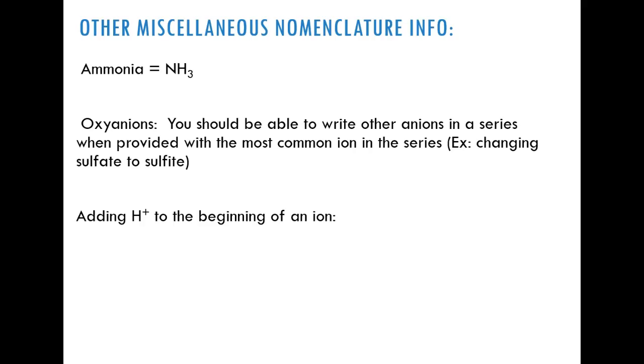Some other miscellaneous nomenclature info to be aware of. We used ammonia in our first lab, and as a compound, ammonia has the formula NH3, and it shows up in a few places on the test. Be very careful to not confuse ammonia with ammonium. Ammonium is NH4 with a +1 charge, that's an ion. Ammonia is a molecular substance or compound made of nitrogen and hydrogen.